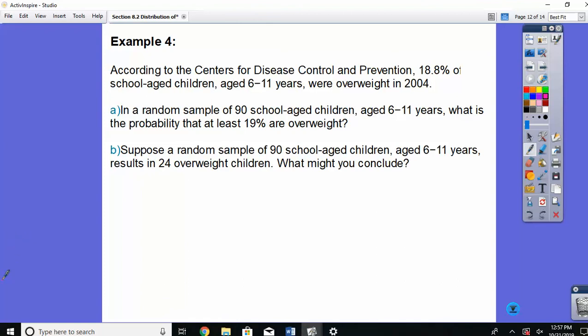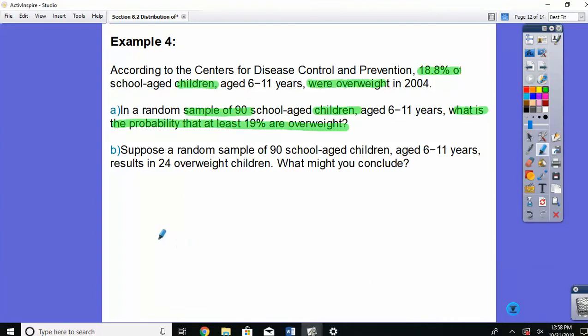According to the Centers for Disease Control and Prevention, 18.8% of school-aged children ages 6 to 11 years were overweight in 2004. In a random sample of 90 school-aged children aged 6 to 11, what's the probability that at least 19% are overweight? Let me let you write the question first, and then we'll talk about it.